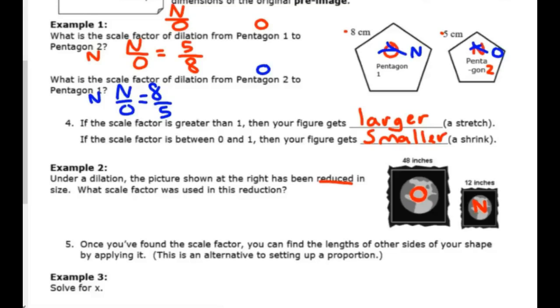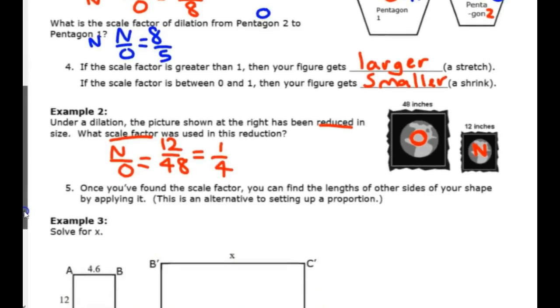You gotta label O and N first, okay? Doesn't it make sense if it got smaller, the original's big, the new one small? And now I'm gonna make my fraction for scale factor, new over old. So that's gonna be what over what? 12 over 48, which reduces to 1 over 4, which is 0.25. Fractions are cool, just saying.